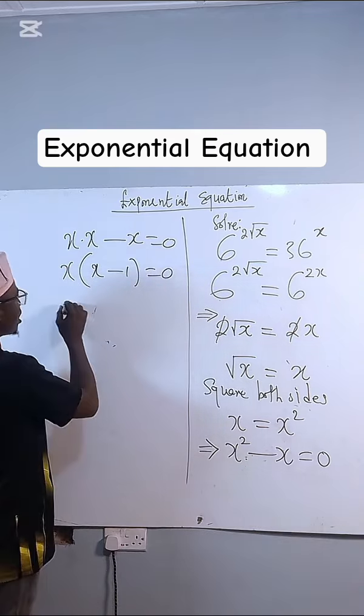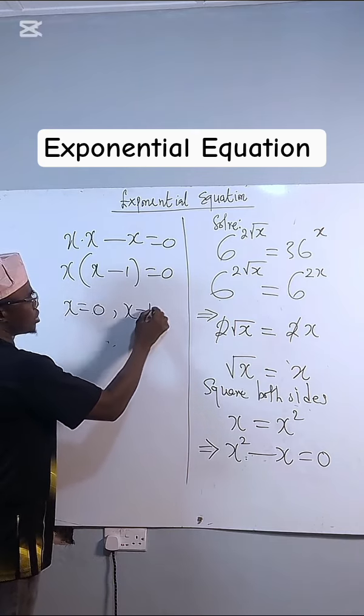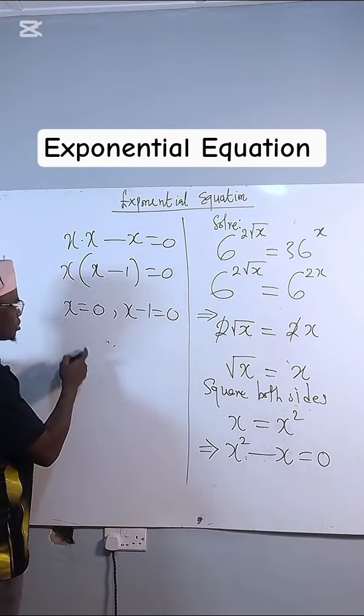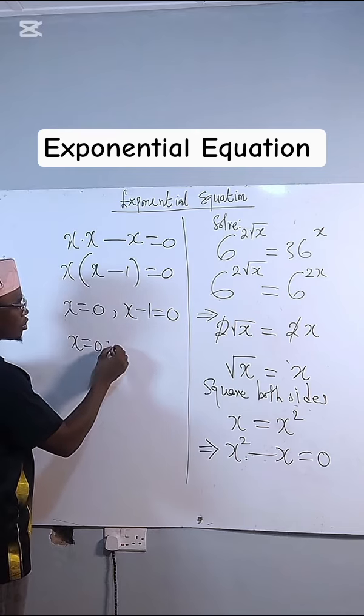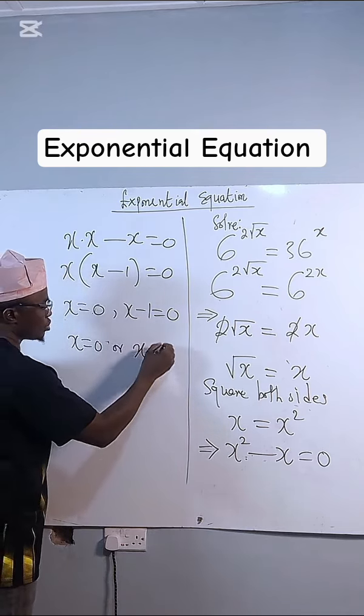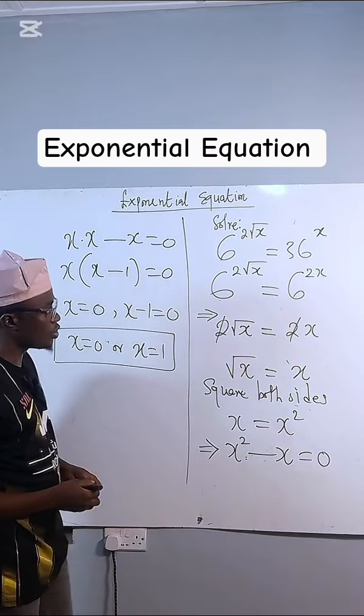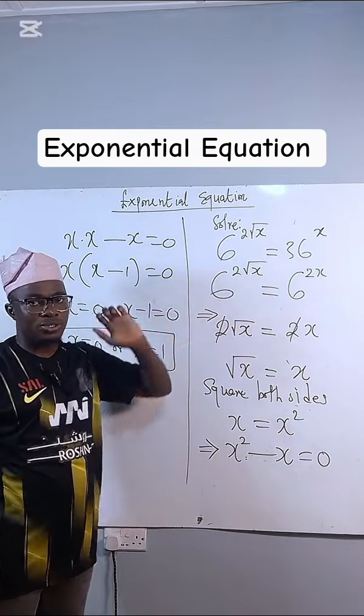So which shows that we're going to have x equals 0 or x minus 1 equals 0. So from here we have x equals 0, or transposing 1 to this side, we have x equals 1. So these are the two possible solutions of this. Do you understand?